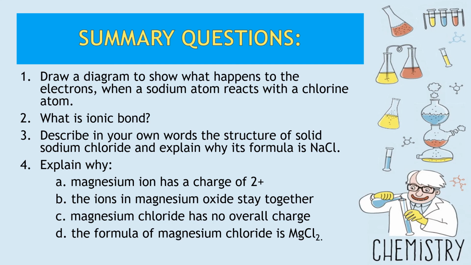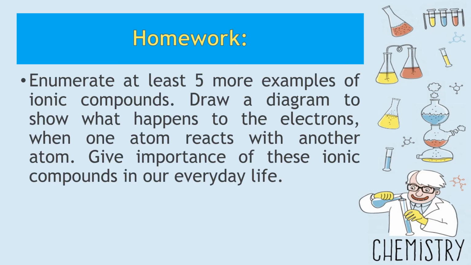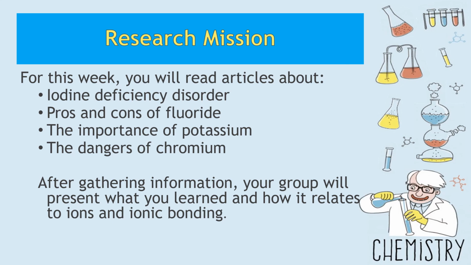What is an ionic bond? Describe in your own words the structure of solid sodium chloride and explain why its formula is NaCl. Explain why the magnesium ion has a charge of 2+. The ions in magnesium oxide stay together. Magnesium chloride has no overall charge, and the formula of magnesium chloride is MgCl2. For your homework, you need to enumerate at least 5 more examples of ionic compounds. And you do have your research mission.